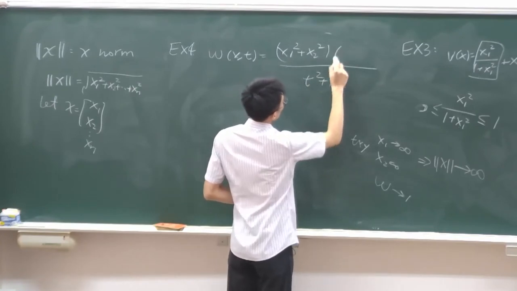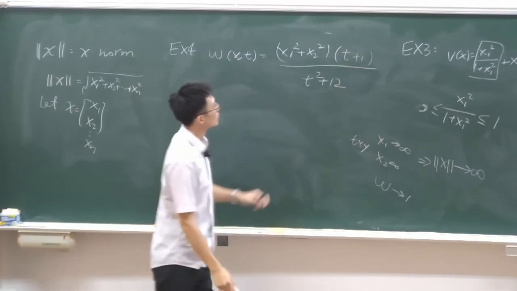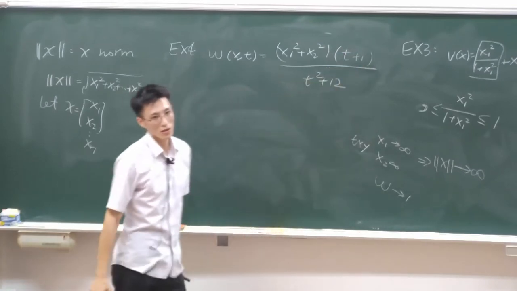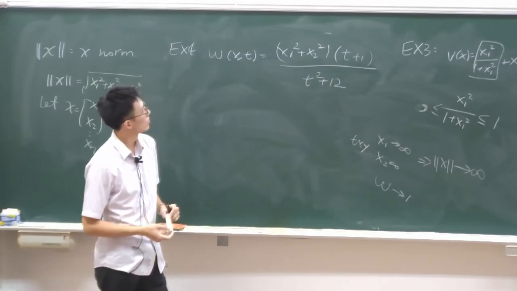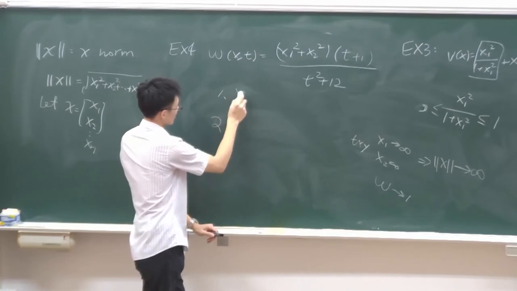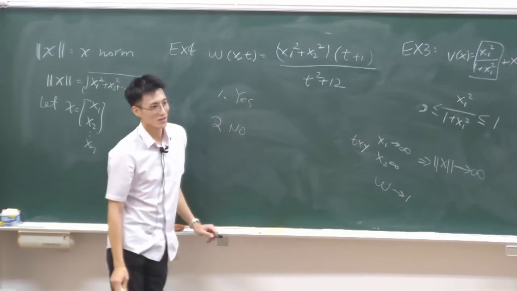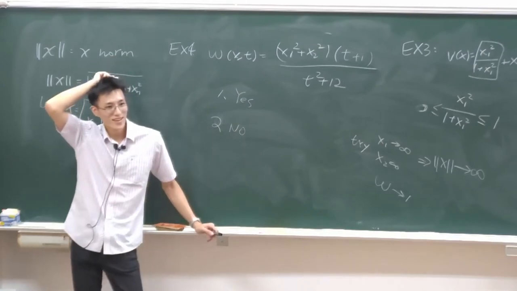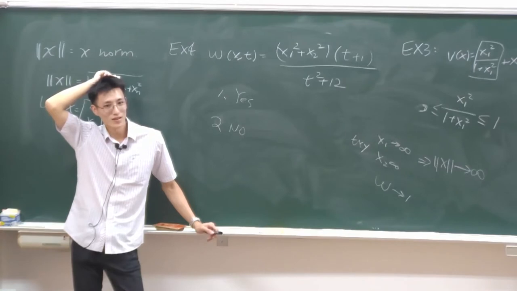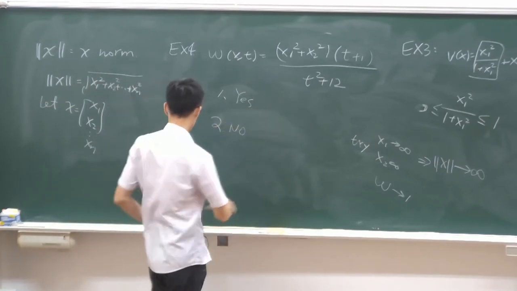We change the power from 2 to 1. From 2 to 1. Is it already unbounded? Yes. No. Yes, the rest of your hand. No, rest of your hand. No. Right? What happened if t goes to infinity?